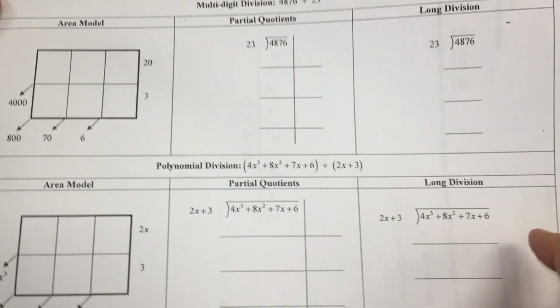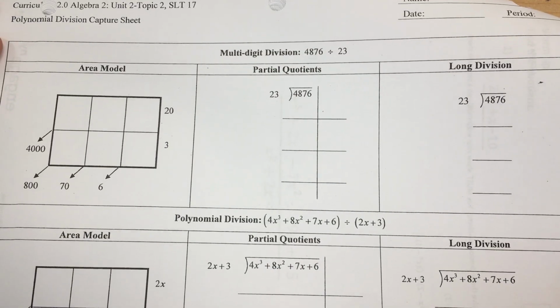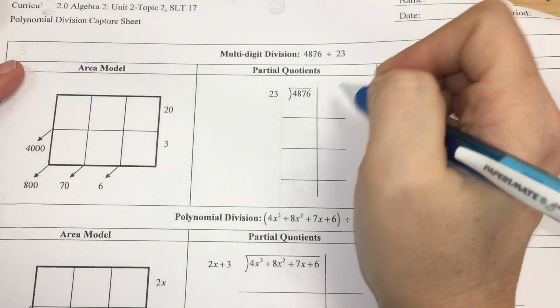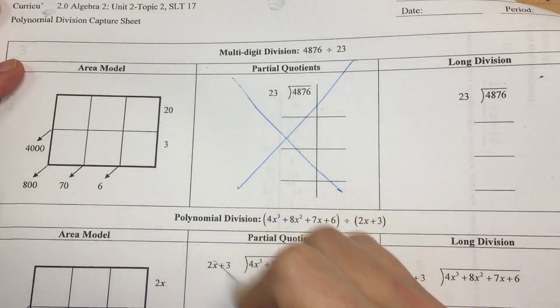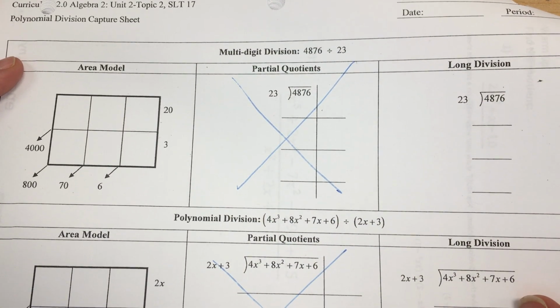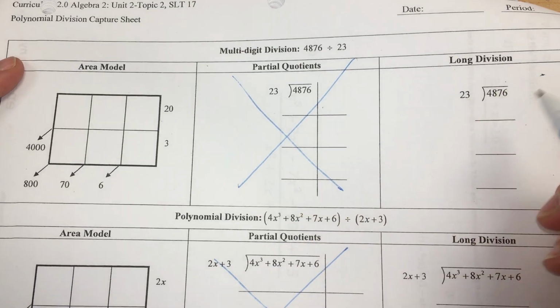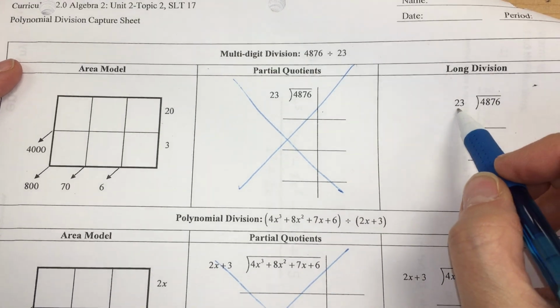Okay, so what I'd like you to do is just turn to page 61, and we are going to look at a little bit of division. We are not going to do partial quotients. They're dumb. I don't like them. Don't worry about it.